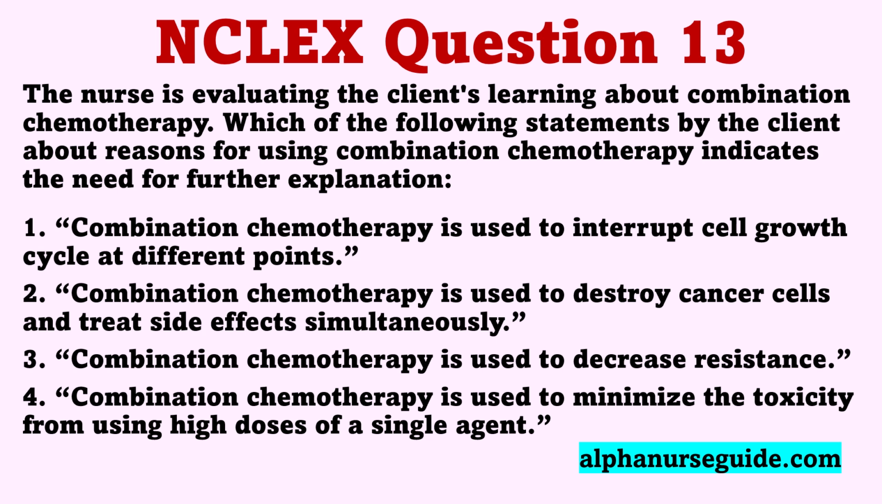The correct answer is 2. Combination chemotherapy does not mean two groups of drugs, one to kill the cancer cells and one to treat the adverse effects of the chemotherapy. Combination chemotherapy means that multiple drugs are given to interrupt the cell growth cycle at different points, decrease resistance to a chemotherapy agent, and minimize the toxicity associated with use of a high dose of a single agent.